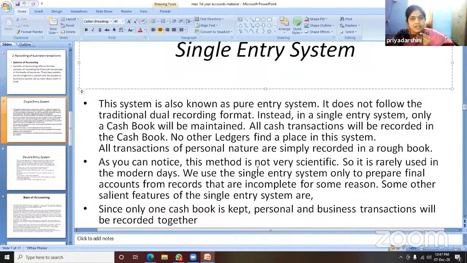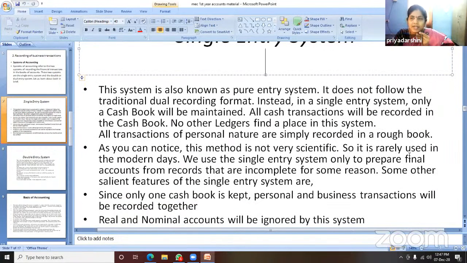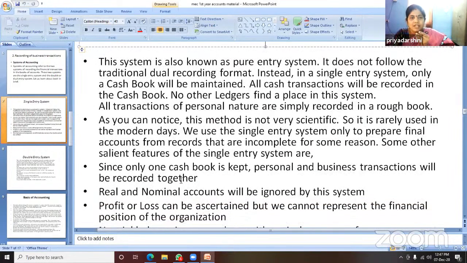As you can notice, this method is not very scientific, so it is rarely used in modern days. We use the single entry system only to prepare final accounts from records that are incomplete for some reason. Some other salient features of the single entry system are: since only one cash book is kept, personal and business transactions are recorded together. Under the single entry system, it is also called incomplete record, or accounts from incomplete records, because we are not giving full information. The systematic method of accounting is not followed here.